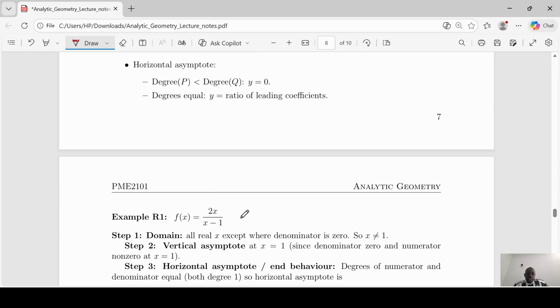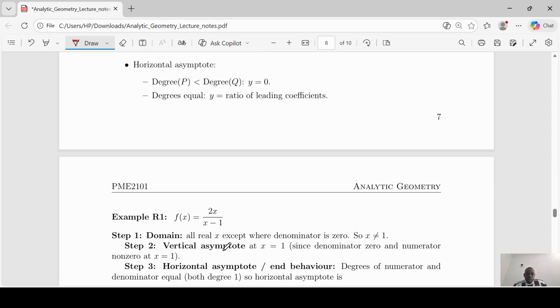So you can get the domain here. Earlier when we said the domain of the rational function is all values of x except the zeros of q of x. So here the domain of this is all real x except where the denominator is equal to 0, because when we equate this to 0, we get x equal to 1. And when you put 1 here, the denominator becomes 0. That leads us to divide by 0. It makes the function undefined.